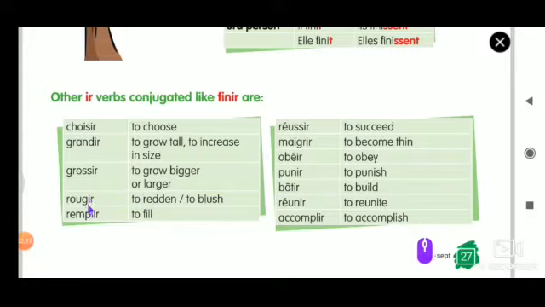Rougir is to redden or to blush. Rougir. Are you repeating? Yeah, please repeat. Rougir. Remplir.